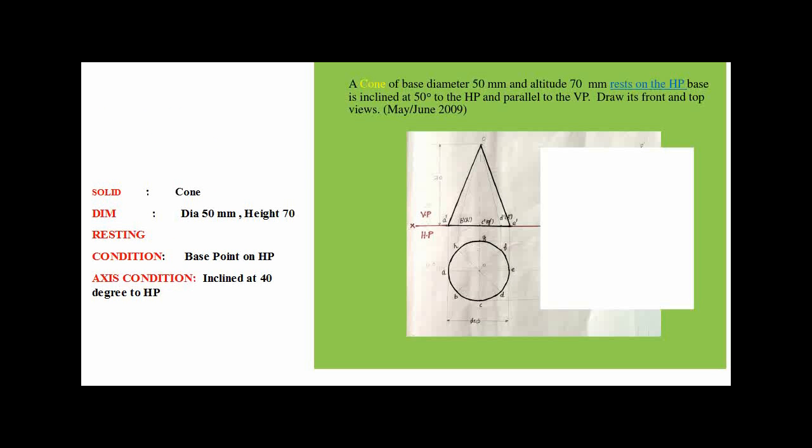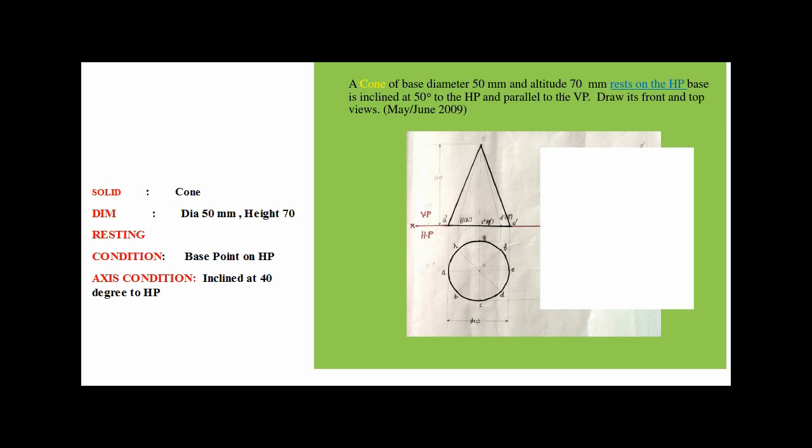So read the question carefully and write the given data for the question. The given solid is a cone and the dimension is given. So mark the dimension. Then see the resting condition. It rests on the HP. So the axis condition: the base makes an angle of 50 degrees to the HP and the axis is parallel to the VP.